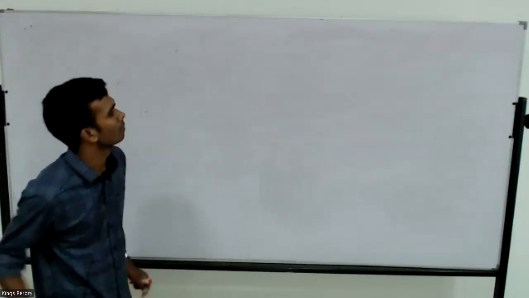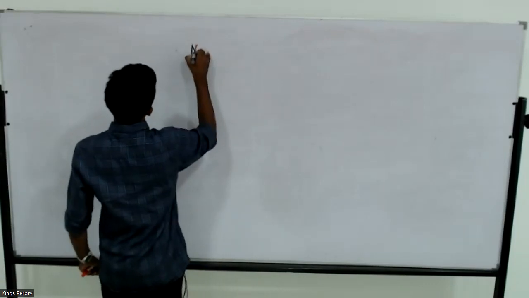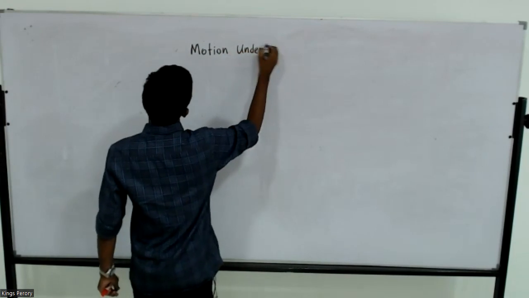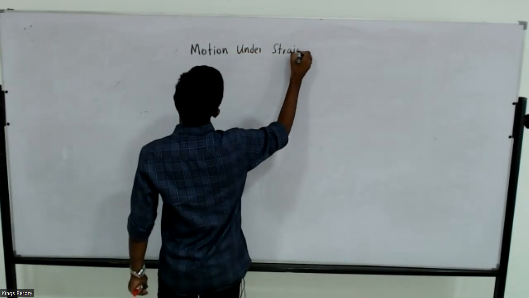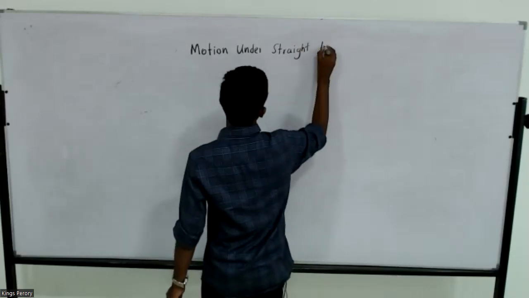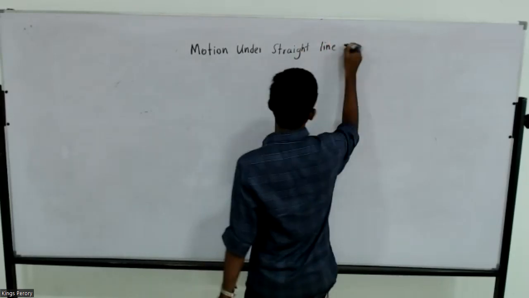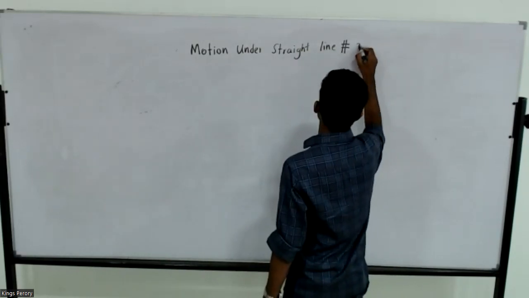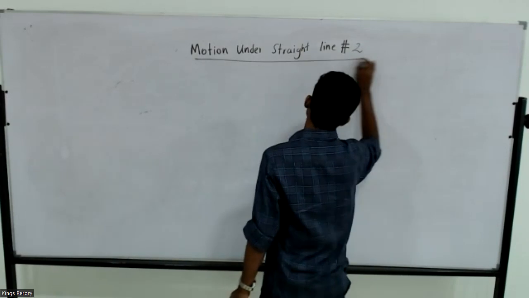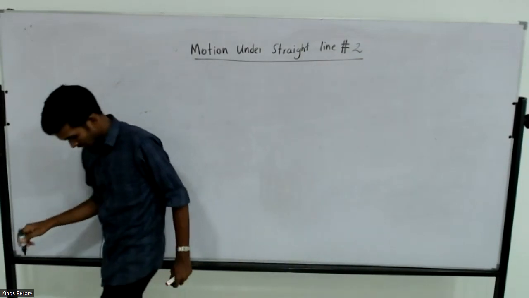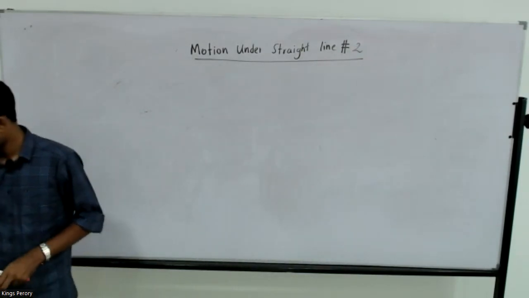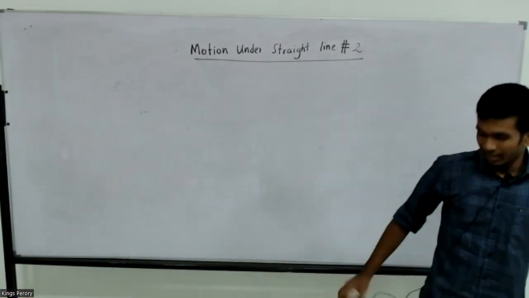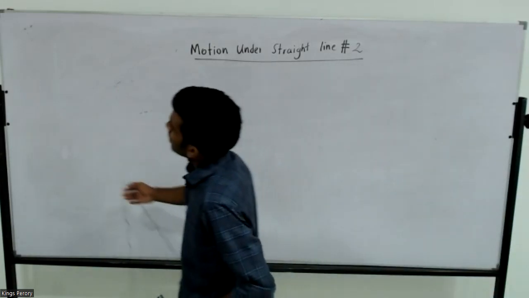Motion under straight line. This is the lesson. Those who don't have the tute, write down the heading of the lesson. Motion under straight line is the second lesson. Write down the heading: Motion under straight line. Right. Now listen very carefully.